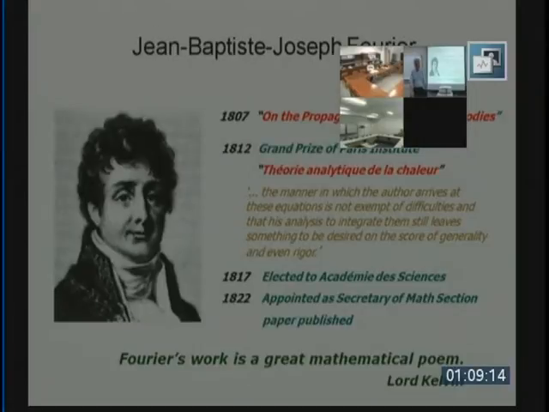So Fourier didn't get his paper published, but he waited until 1815 or 1813. Lagrange died, and he was elected to the Academy. And then he waited another 5 years. He got appointed permanent secretary.